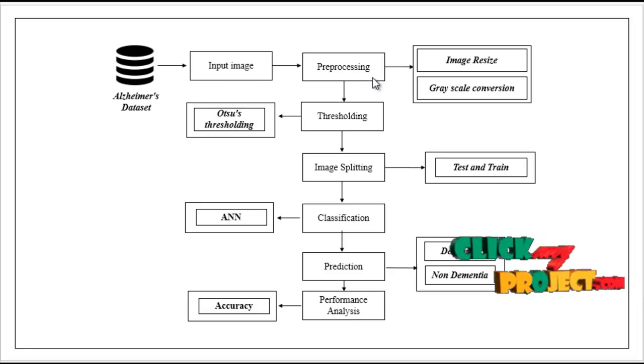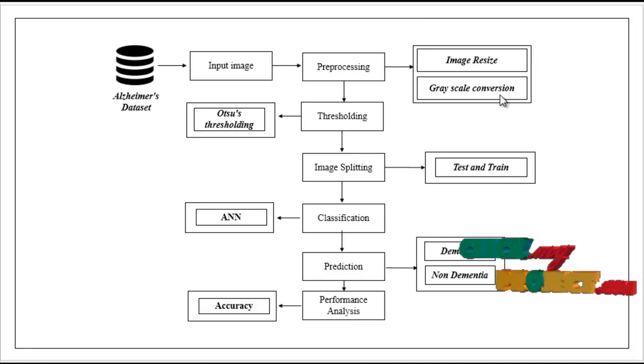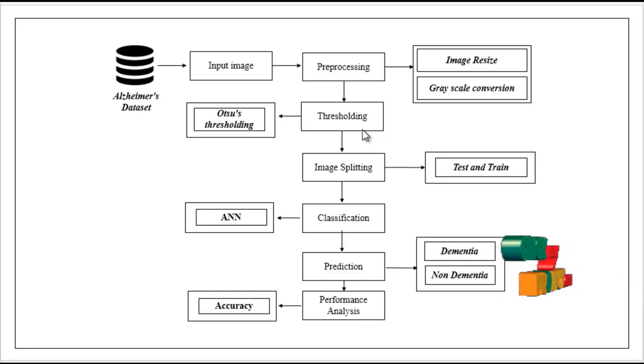Here we have to resize the original image and perform grayscale conversion. After that we have to perform thresholding. Here we used Otsu thresholding. In this module we convert the image into a binary image. After that our dataset is carried to image splitting. Here we split the whole set of images into test and training. Test is used for prediction, train is used for evaluation.